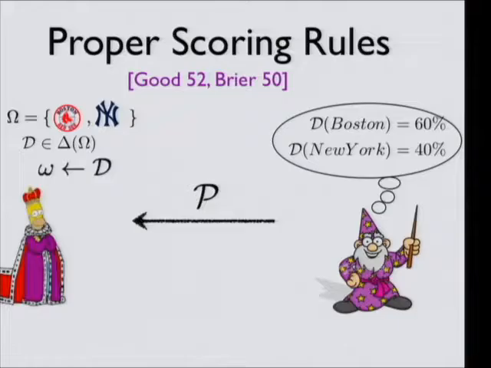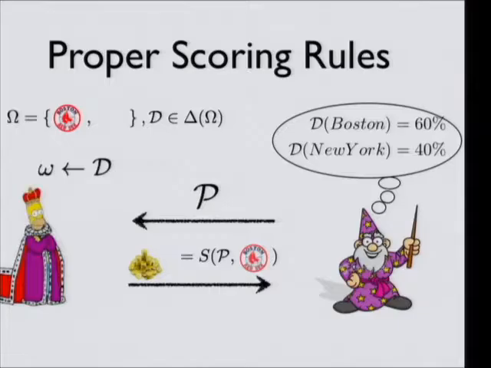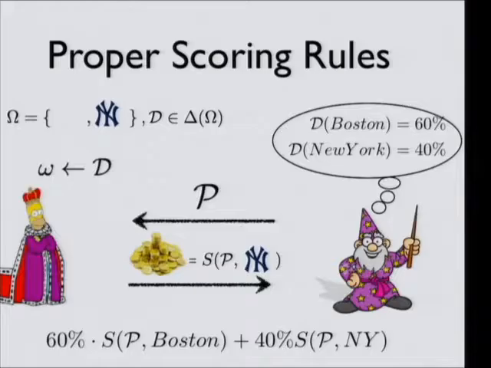So tomorrow, the game happens, and Arthur sees that New York won the game, Yankees won. And now that he's observed the outcome and he has the predicted distribution P, he can reward the expert. So he gives the expert a reward that depends on the prediction and the outcome of the world. So if the Red Sox win, Merlin gets some reward that depends on the fact that the Red Sox won. If the Yankees win, he gets some reward that depends on the fact that the Yankees won.